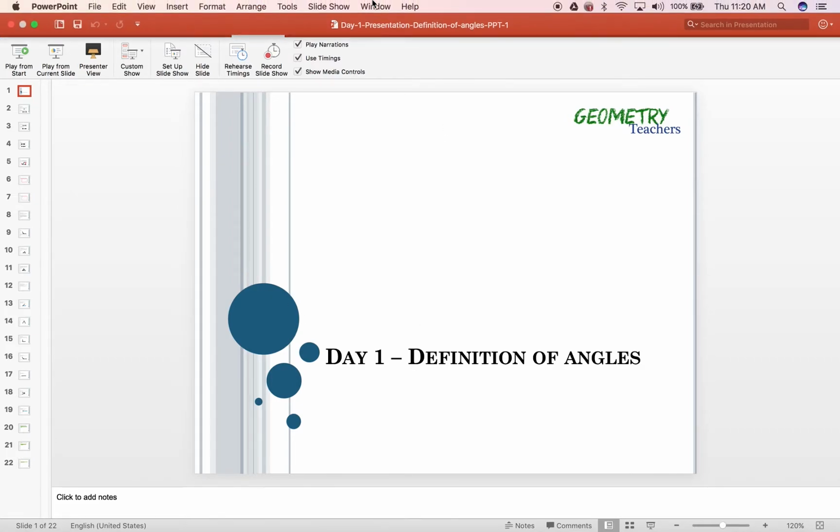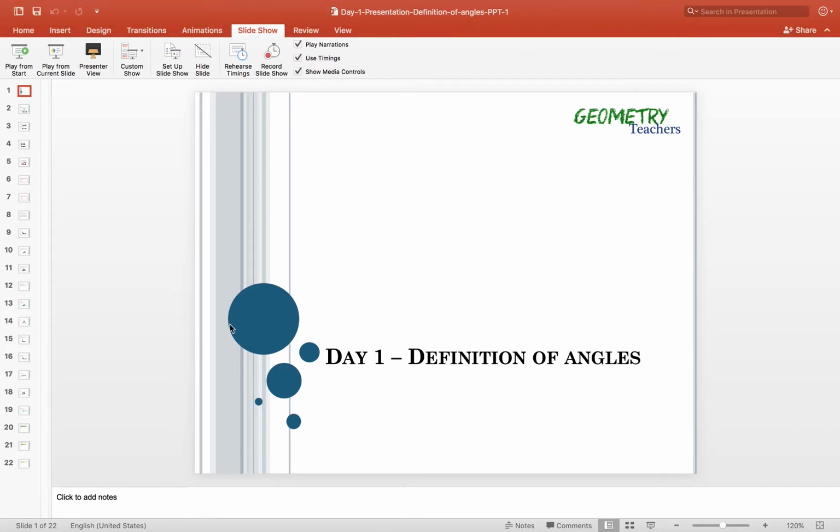All right, so this is day one of geometry. For the first few days of geometry, we're going to pretty much be looking at the definition of the vocabulary words.